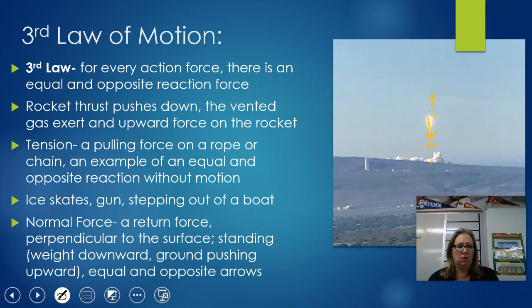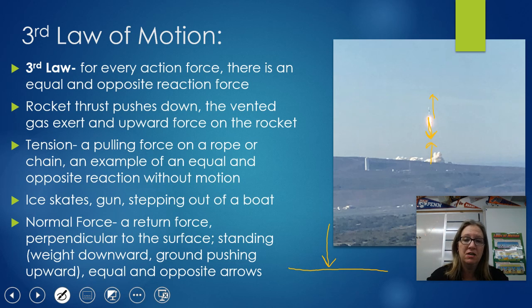Okay. This one's a little weird. You can see a diagram of this on page 281. Normal is another word for something that is perpendicular to the surface. Okay, so if that little yellow line is the surface, that arrow would be perpendicular to it, and that would be called normal in science. So normal force is a return force that is perpendicular to the surface.